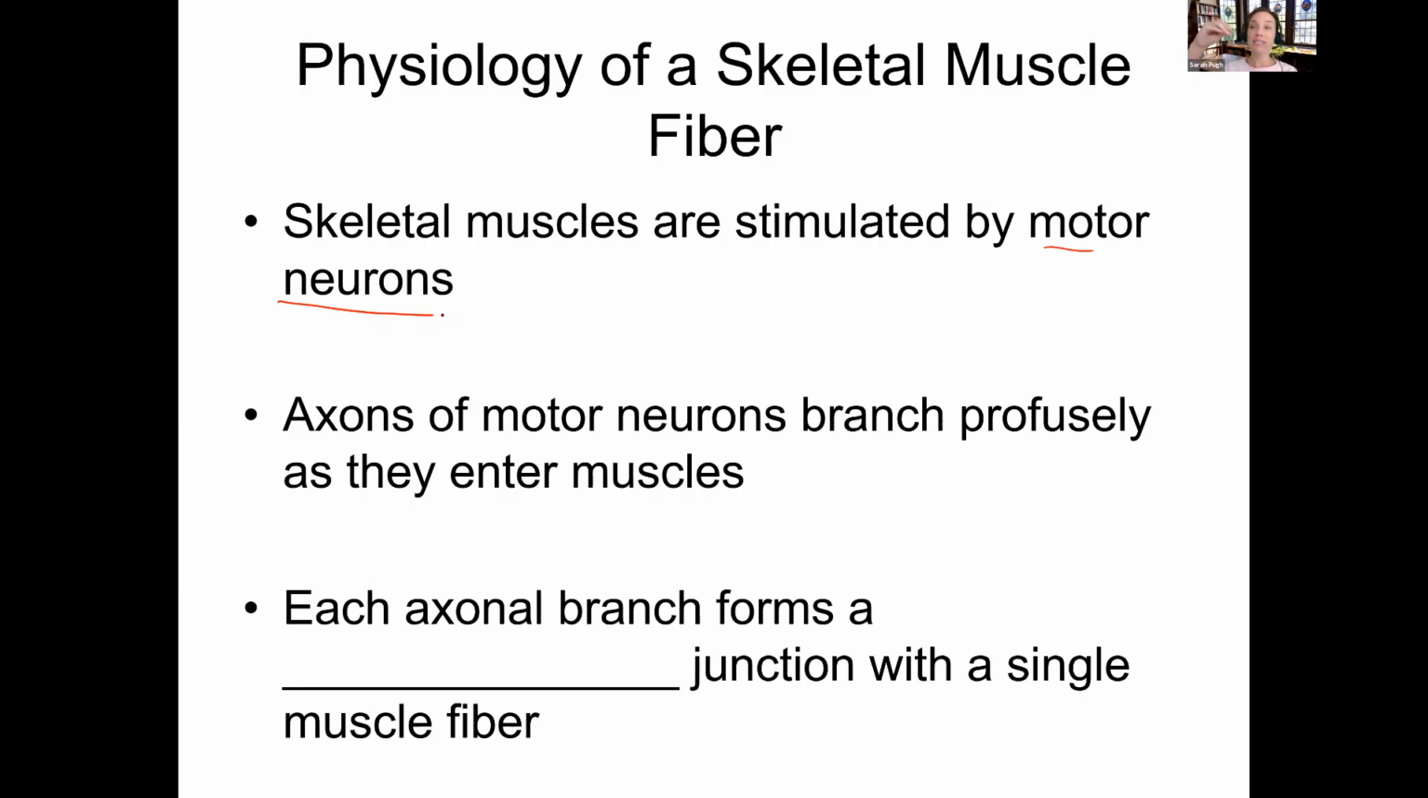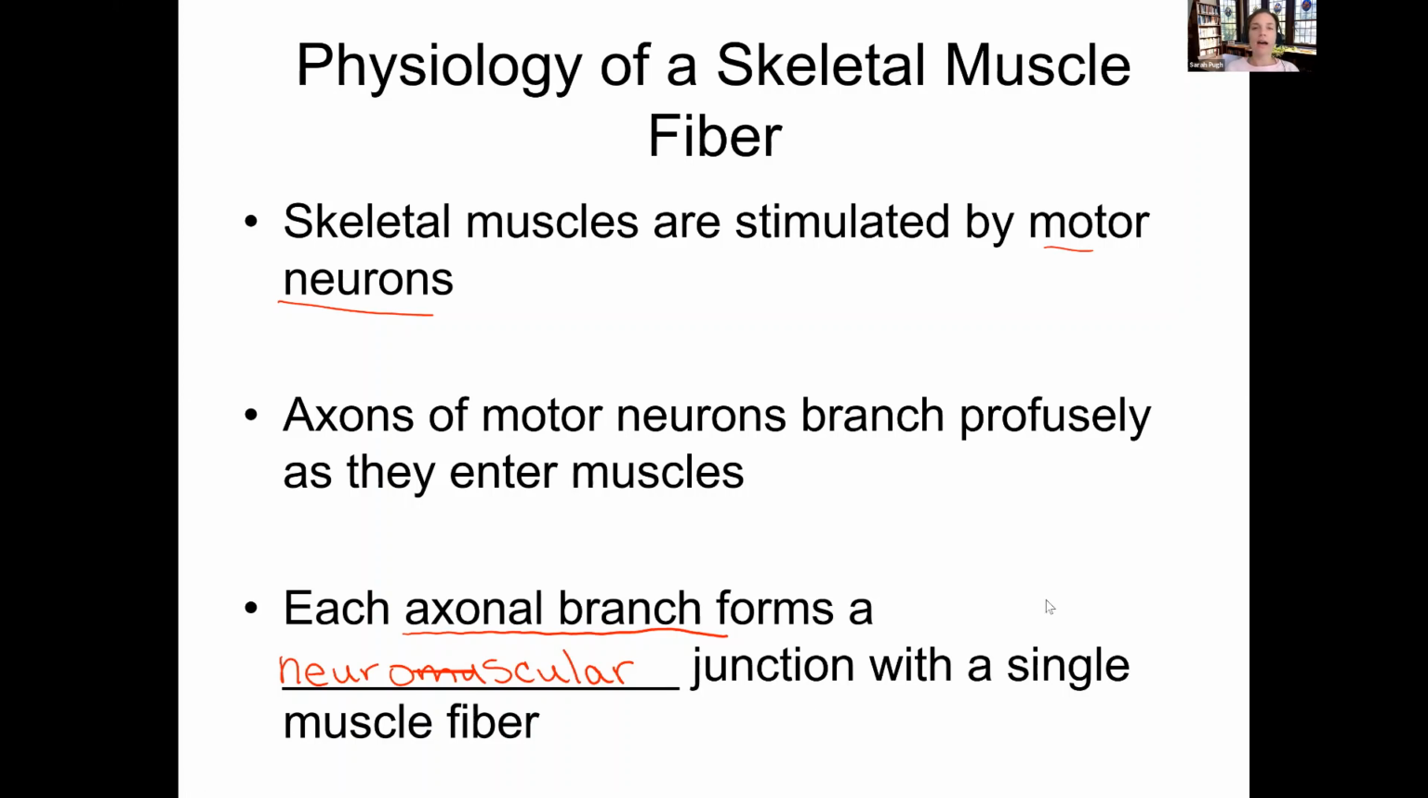Now, once it gets into the whole muscle, it's going to branch profusely so it can hit all the muscle cells. And each of those little branches, we call those the axonal branches. And those form something called the neuromuscular junction. So neuromuscular, put those 2 words together. It's the nerve and the muscle, the neuron and the muscle. So it's where those 2 come together is our neuromuscular junction.